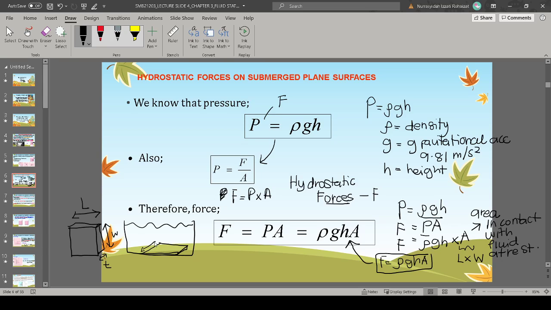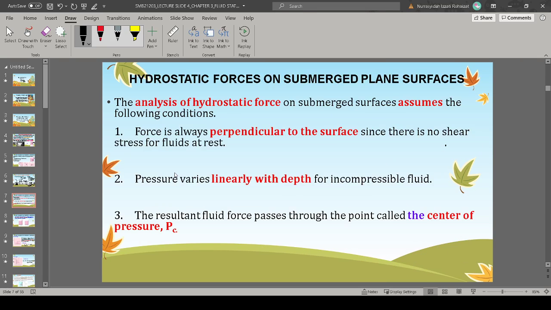So that is your L, that is your width, and it has a lot of pressure acting on it. Okay, so we can calculate the resultant force there. We can calculate it to get Fr. Okay, this is the method we use to analyze hydrostatic forces.